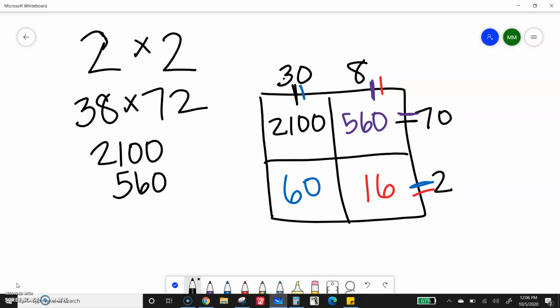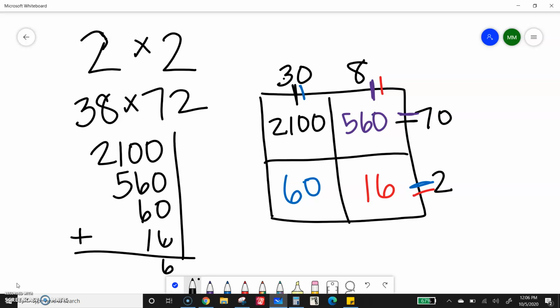Again, make sure I'm copying my numbers carefully and lining them up on the right side. 0, 0, 0, 6 is 6. 6 plus 6 plus 1. Well, 6 plus 6 is 12. Plus 1 is 13. Write the 3, carry the 1. 5 plus 1 plus 1 is 7. And 2. So you get 2,736.